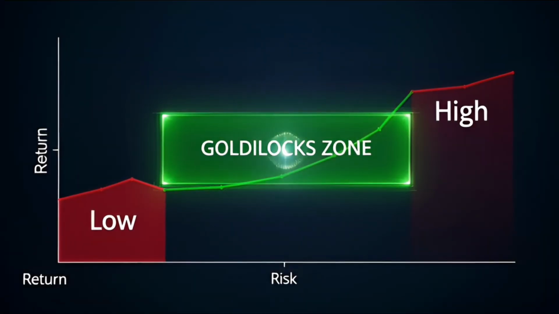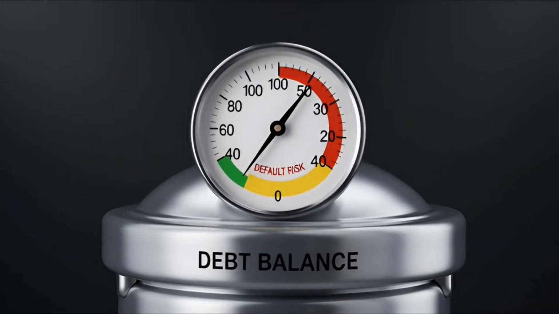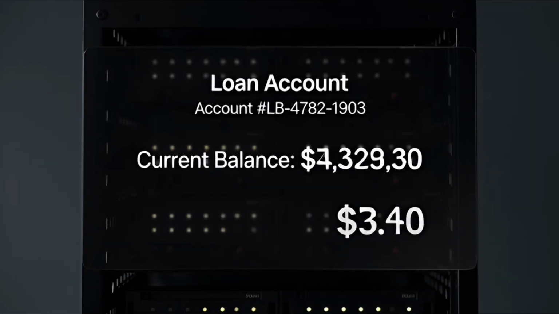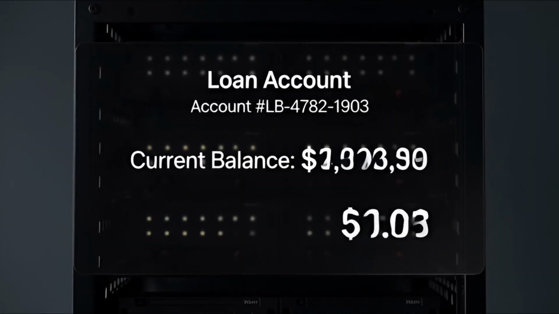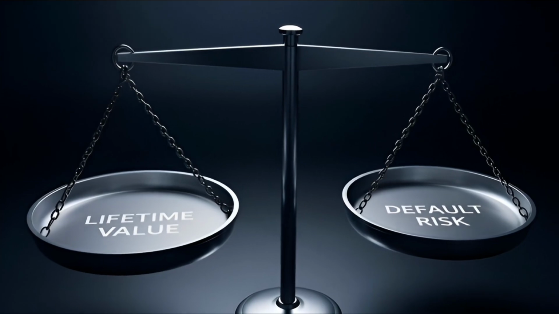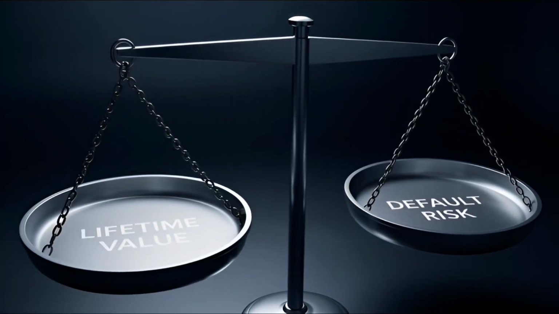This is the Goldilocks zone for the issuer. If the minimum payment were lower, the balance would grow, increasing the risk of default. If the minimum payment were higher, the consumer would pay off the debt too quickly, cutting off the revenue stream. The current formula maximizes customer lifetime value while minimizing default probability.